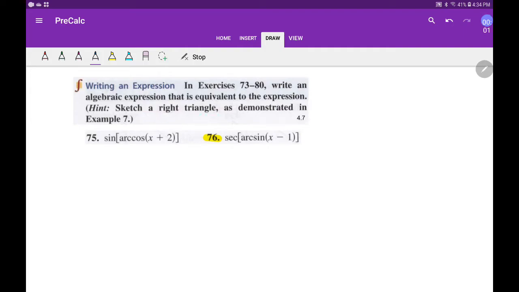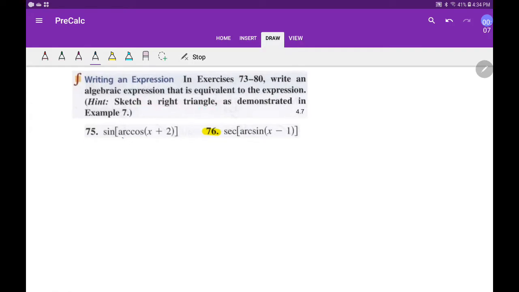Okay, it's very important to sketch a right triangle, and so let's do that. The arc cosine, so cosine inverse, that implies an angle, okay? And since it doesn't have a denominator, my ratio is x plus 2 over 1. Alright, and that implies a triangle.